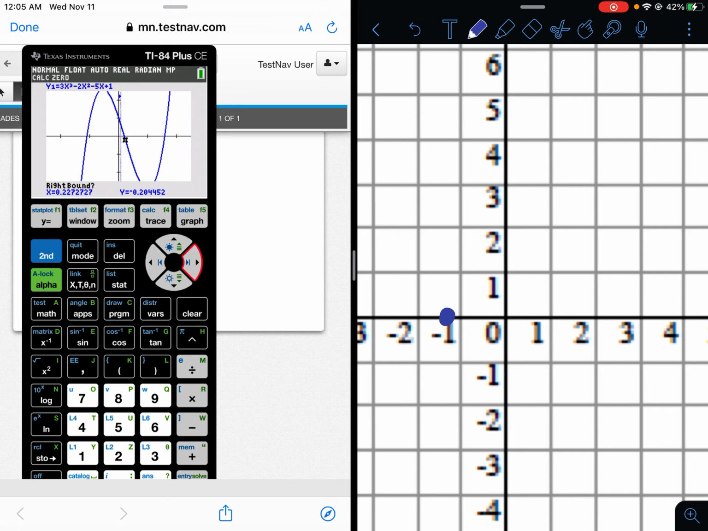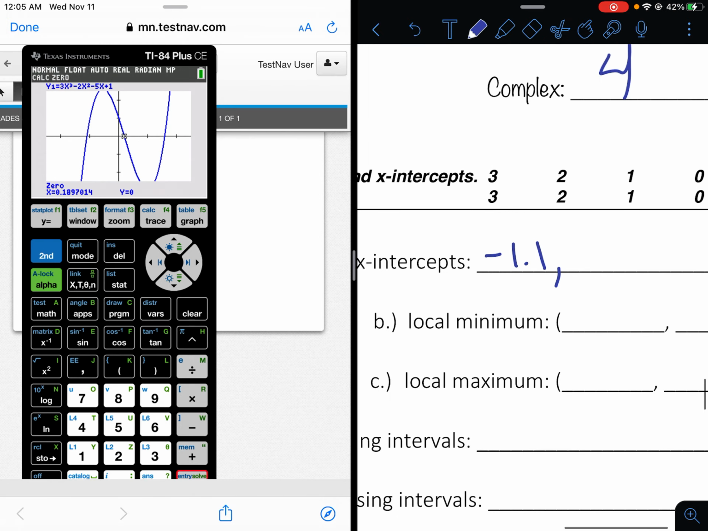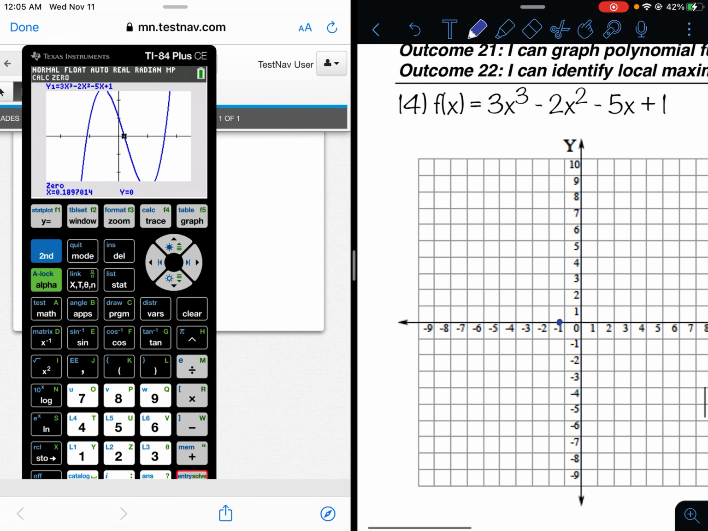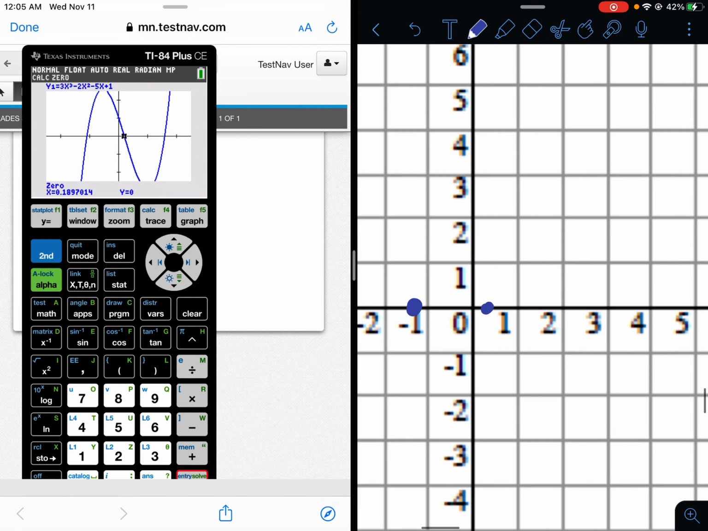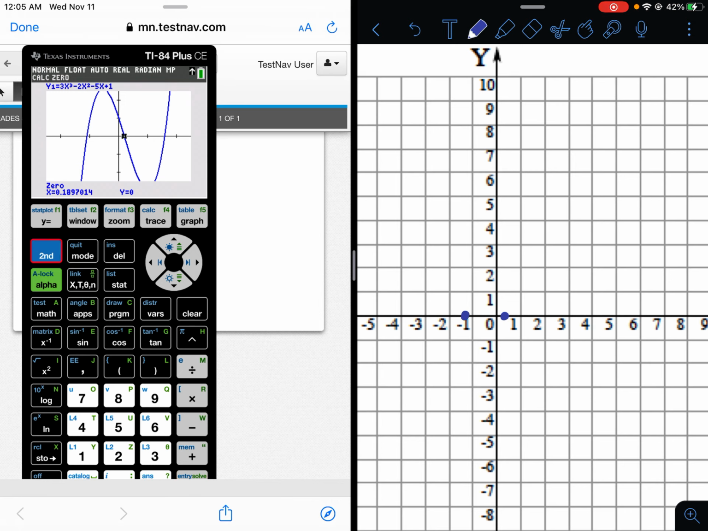So I go a little bit left, hit enter, a little bit right, enter, always left and then right. And then enter a third time. And so this tells me that another x-intercept is 0.19. So I can go over here to my x-intercepts. 0.19 is another one. I can graph that. 0.19 is probably somewhere right there.